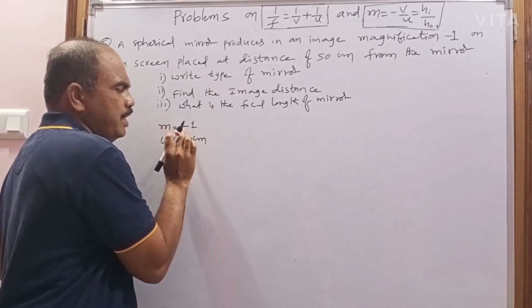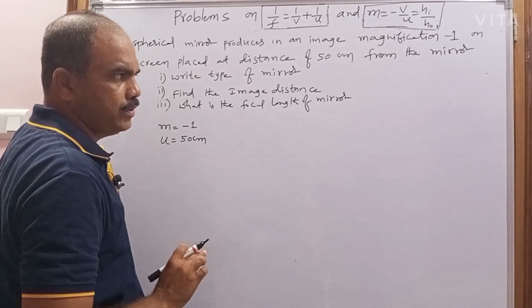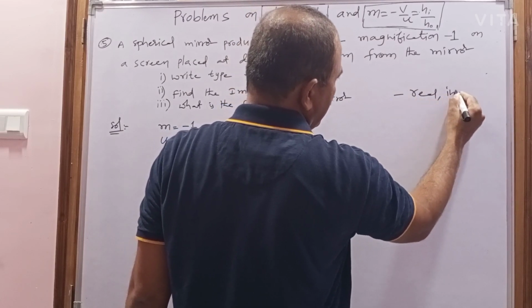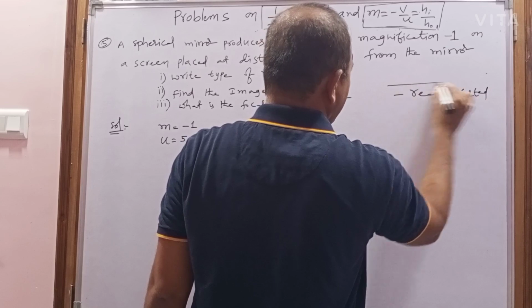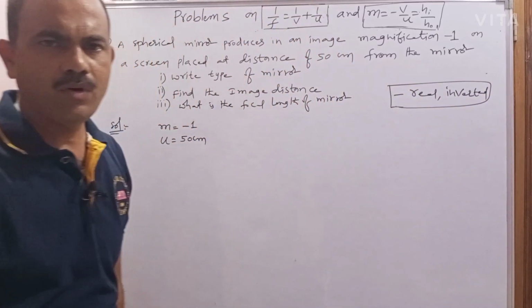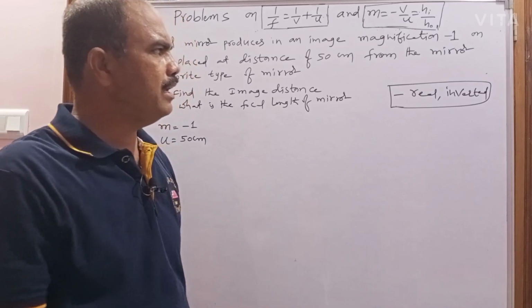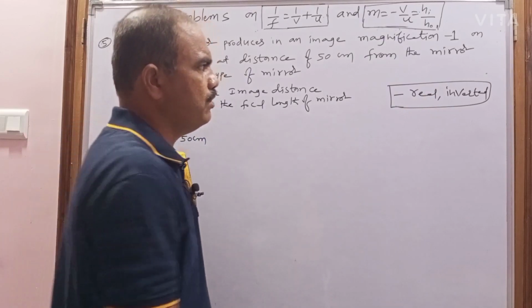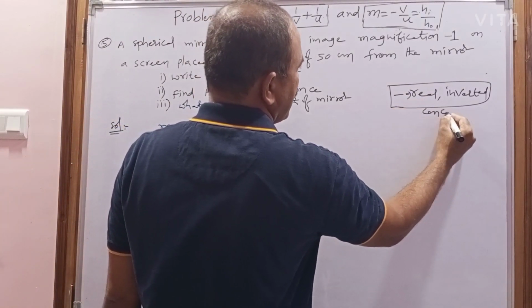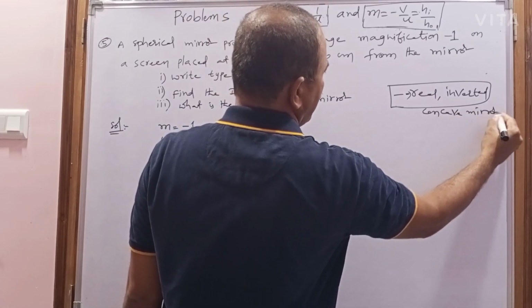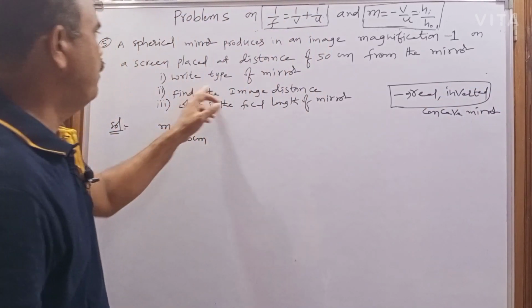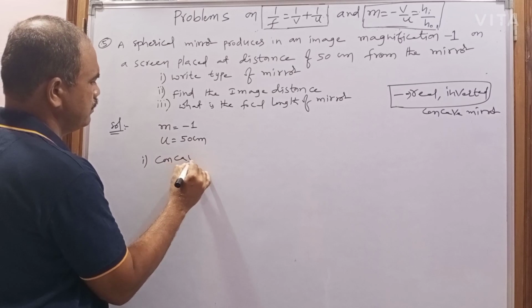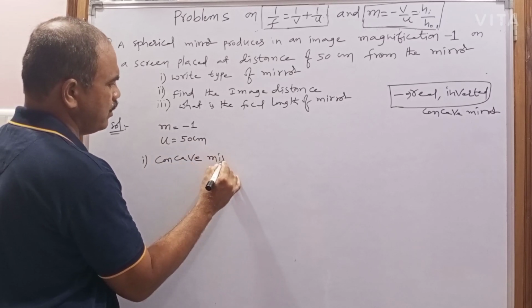For which mirror is the magnification minus? Already I told. If M equal to minus, it means the image is real as well as inverted. So which mirror can form the real inverted image? Only the concave mirror can form the real and inverted image. The convex mirror cannot form the real image. So what is the first answer? Concave mirror. So the mirror type is a concave mirror.